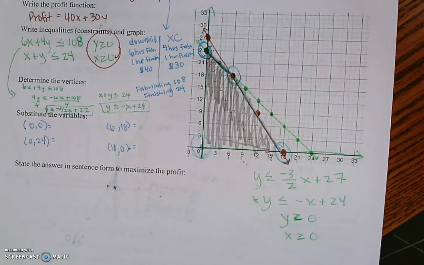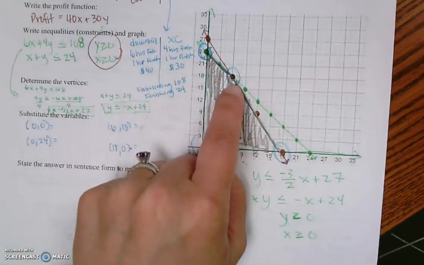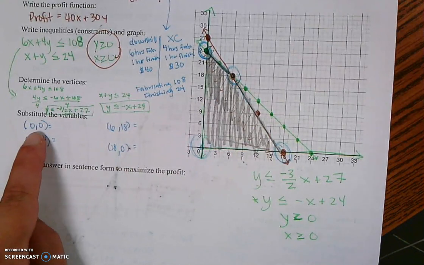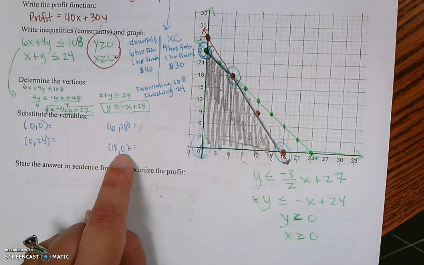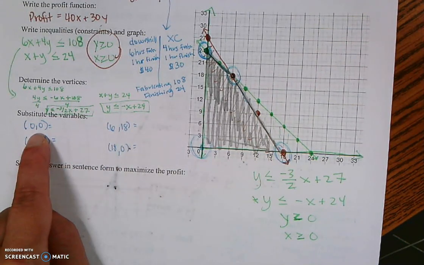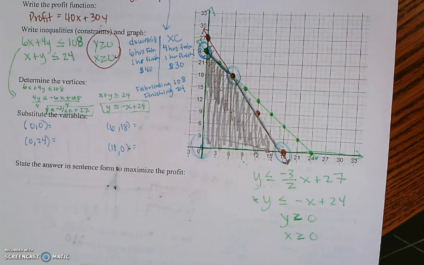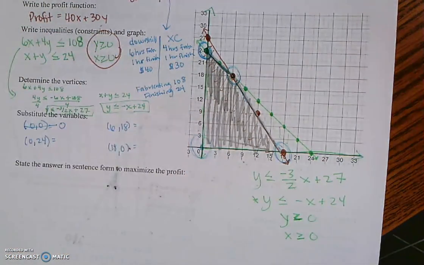Okay. Once I have my 4 corners and my vertices of my shaded region, I'm going to take each one of these and plug them into my profit function. Now, if I'm trying to maximize the profit, is 0, 0 going to get me anywhere? No. So automatically you know that that would be wrong. 0, 0 gets you $0, not a maximum. Try again.